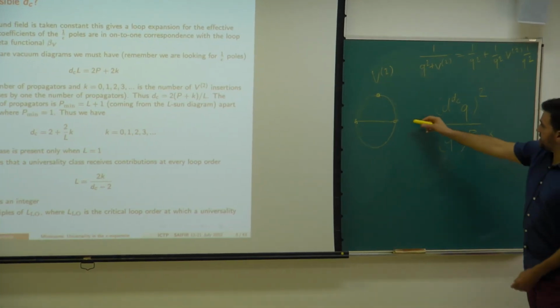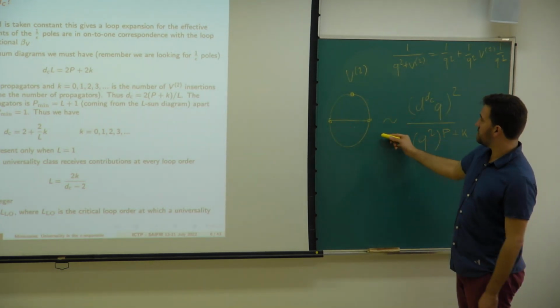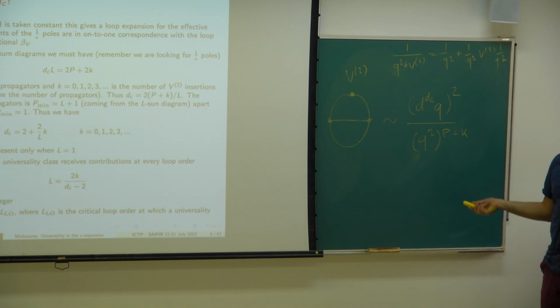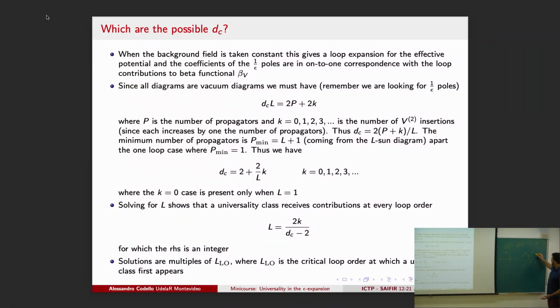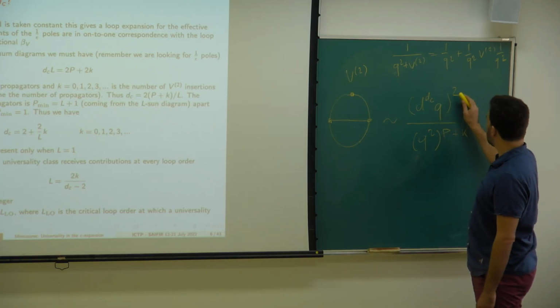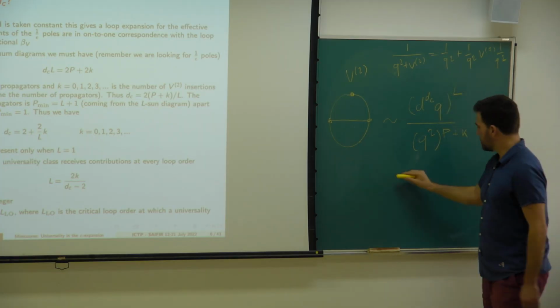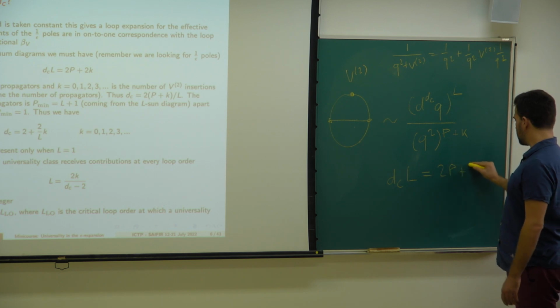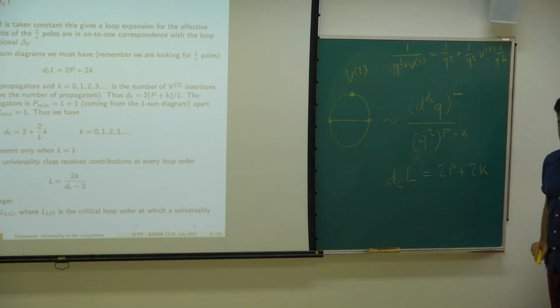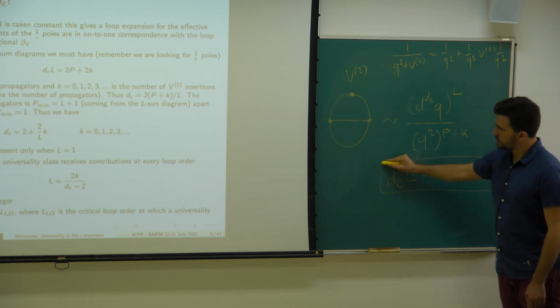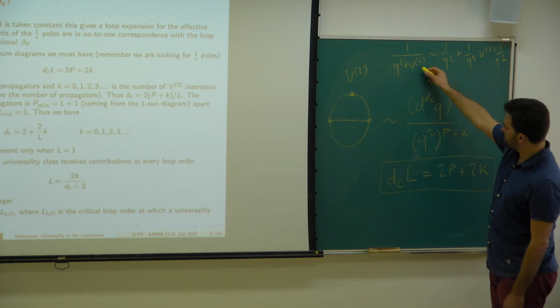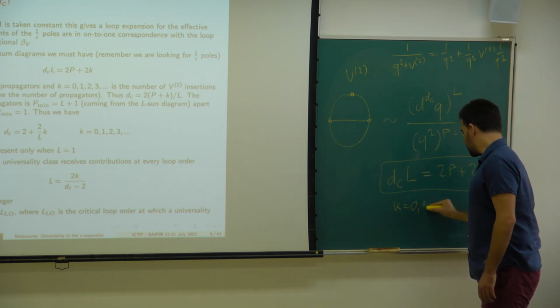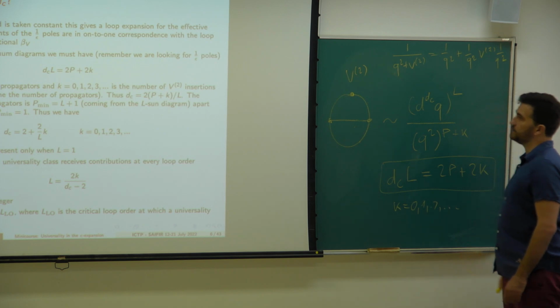So we see that this thing here will have a 1 over epsilon pole when we have divergences which are proportional to logs of the cutoff, okay? So this happens when the powers of momenta up in the numerator are equal to powers of momenta in the denominator. Okay, so in this case, we are going to write, this is the loop order. So when we have dc times L is equal to 2 times P plus 2 times K. Okay, so this is the condition that we generally have. K is the number of insertions, so K can go from 0, 1, 2, and so on.